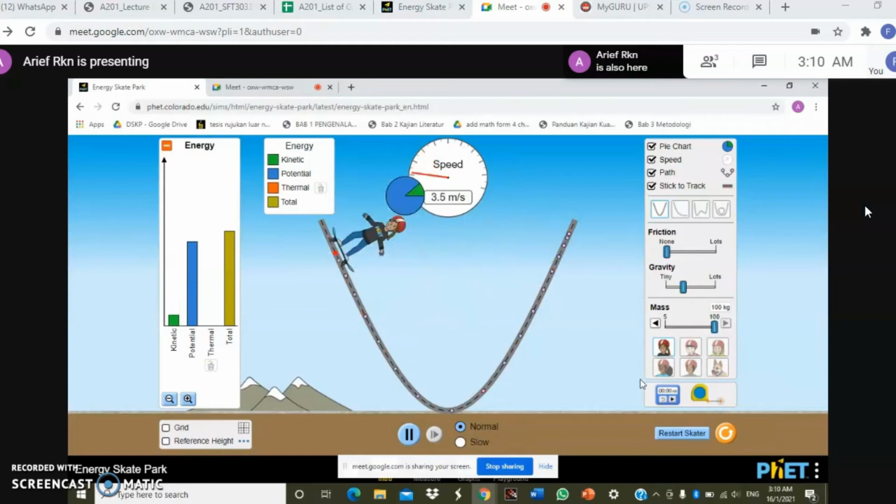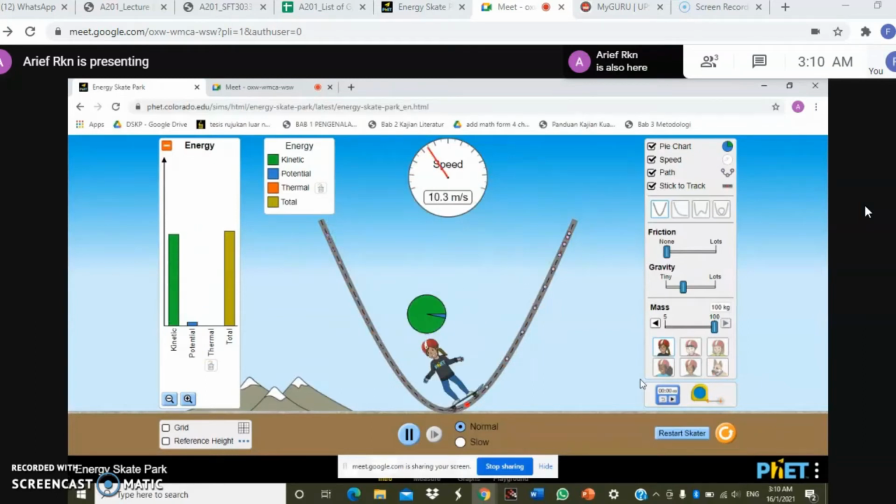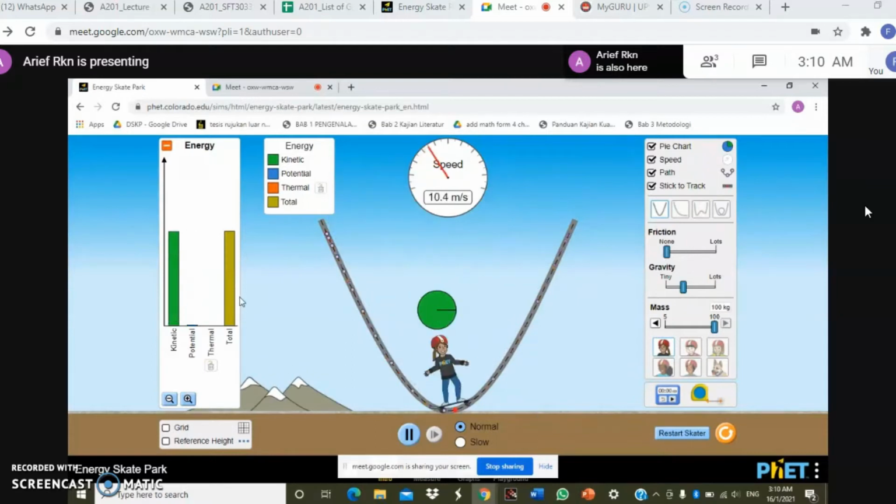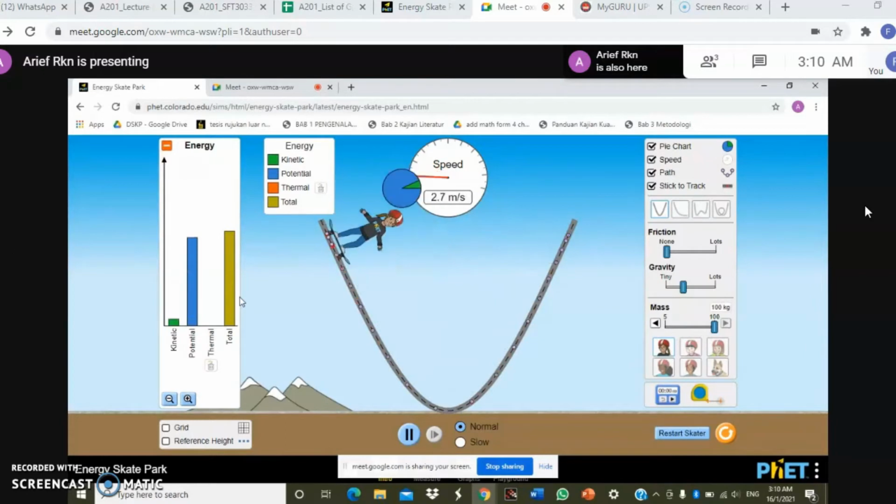Okay, we can see the difference on the bar chart. We can see the total energy that is conserved in this simulation is higher than when the skater mass is 50 kilogram. So we know that the bigger the mass of someone or object, the higher the total energy conserved on the work done. Okay, now can you make the friction half?